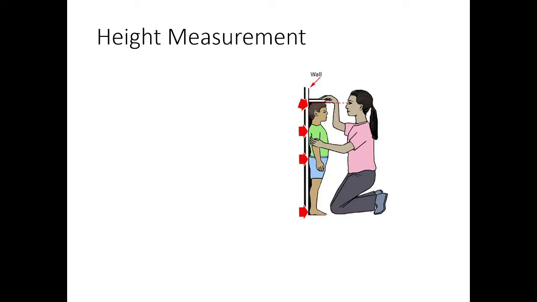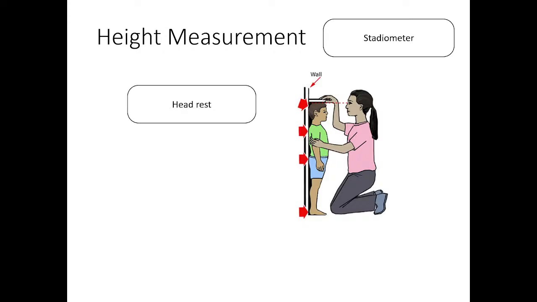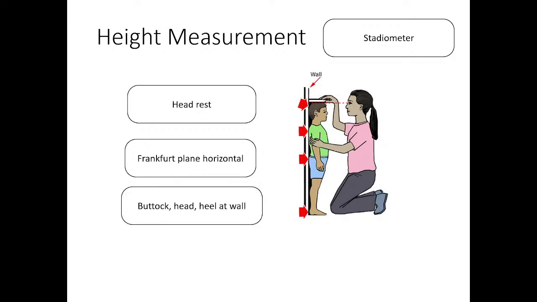This is called a stadiometer, that you can prepare at home also. The important point is, whenever you are seeing this height measurement, there are 4 points that should touch the wall or the stadiometer: the occiput, the shoulder, the buttocks, and the heel. So these 4 points should touch the stadiometer or the wall whenever you are taking the height.